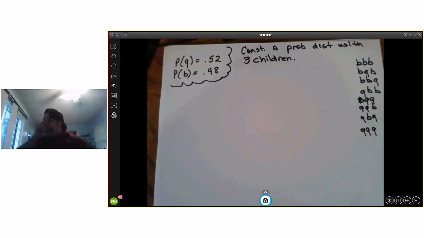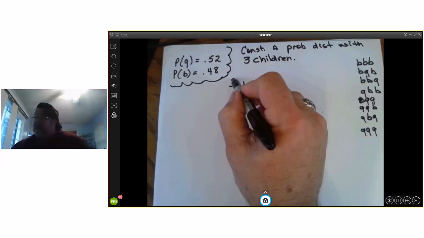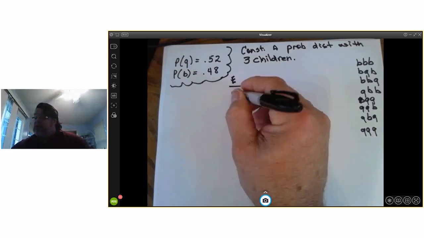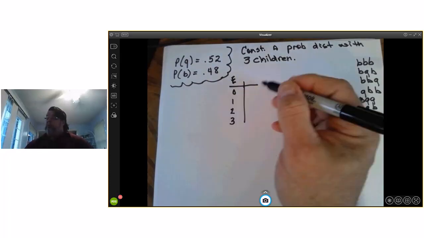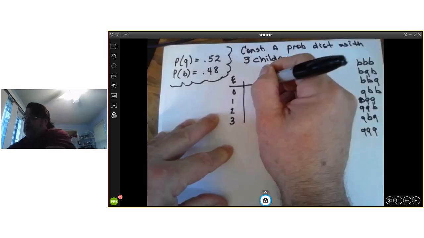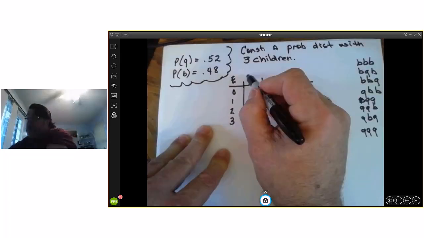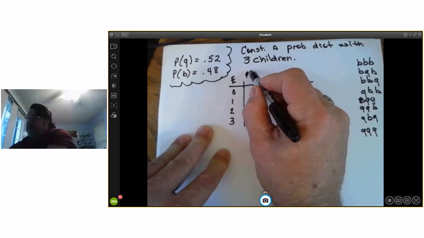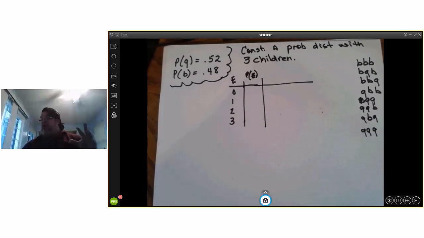Now, what you got to do is you got to construct a binomial distribution, and this is the event. The event is, and we'll say 0 girls, 1 girl, 2 girls, and 3 girls. Okay, the probability of that event, well, we got to calculate it. So here, this is going to be the probability of the event. Well, how many 0 boys do we have, or 0 girls?